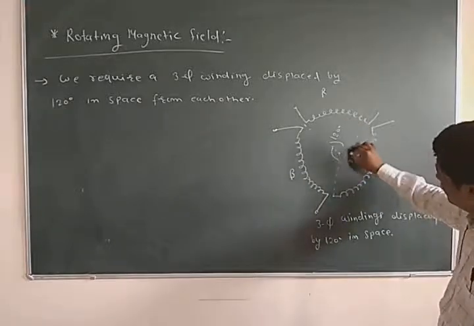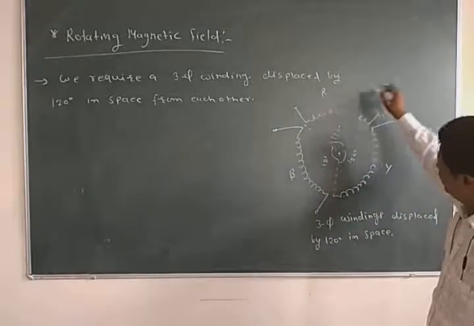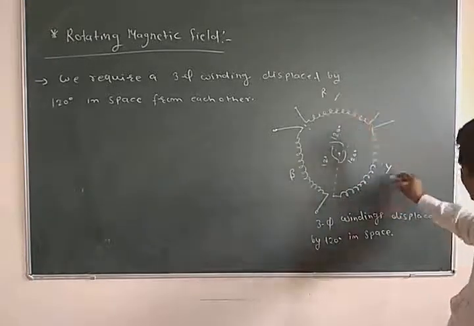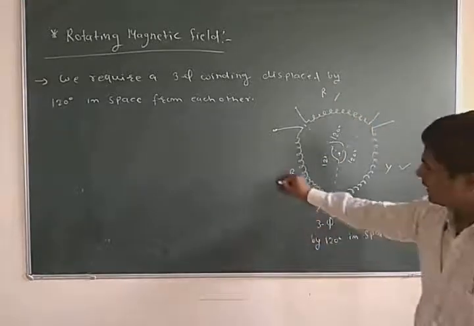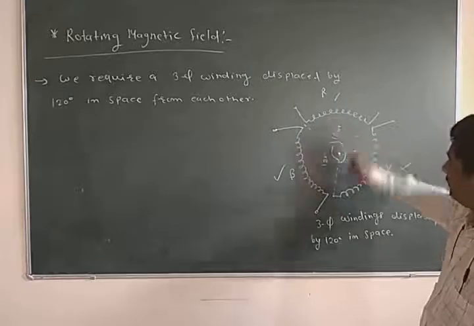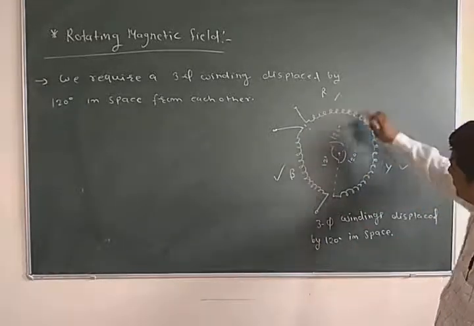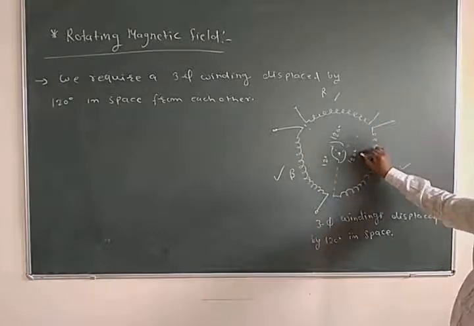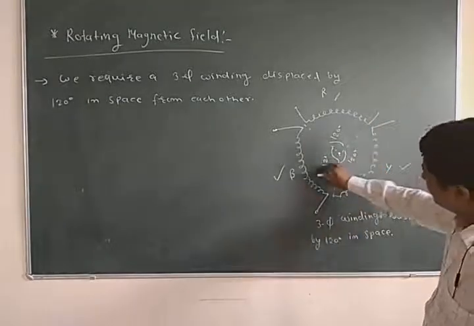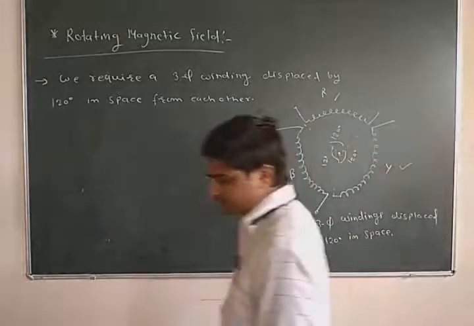So here there are three windings. One is for R phase, second is for Y phase, and third winding is for B phase. And these windings are displaced by 120 degree. Means winding of R phase is displaced by 120 degree from Y phase, and then from B phase. So here we use three-phase winding which are displaced by 120 degree from each other.